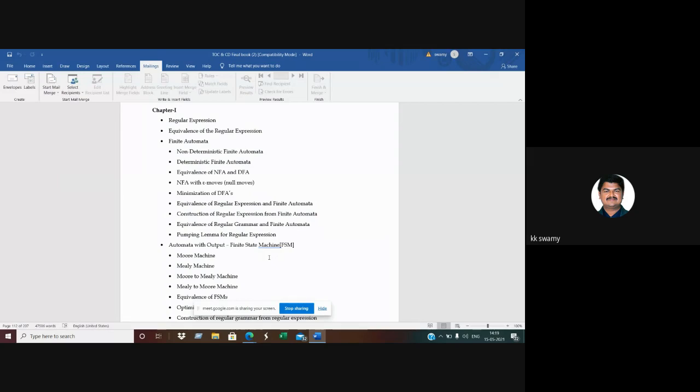What are the applications of the TOC in our computer science field? That's why, first of all, the theory of computation. What does the theory of computation mean? Generally, it belongs to a branch of mathematics. But what kind of mathematics? Computer science related mathematics.